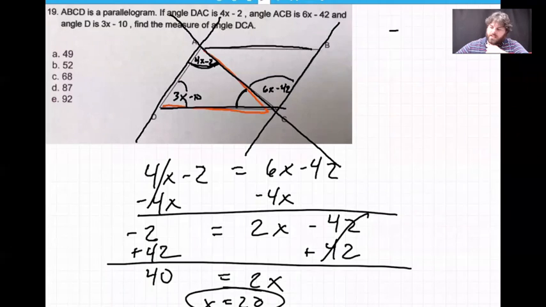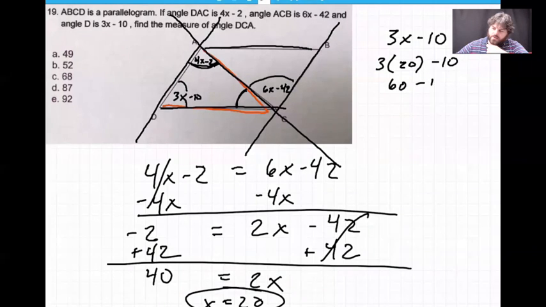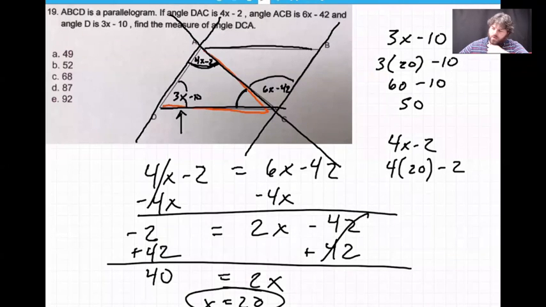So 3x minus 10, when I plug in x equals 20, is going to be 3 times 20 minus 10. So 60 minus 10 is 50. That means this angle right there with the arrow is 50 degrees. The other one is 4x minus 2. So when x is 20, I get 4 times 20 minus 2. I get 80 minus 2, which is 78 degrees. So this angle here is 78 degrees.